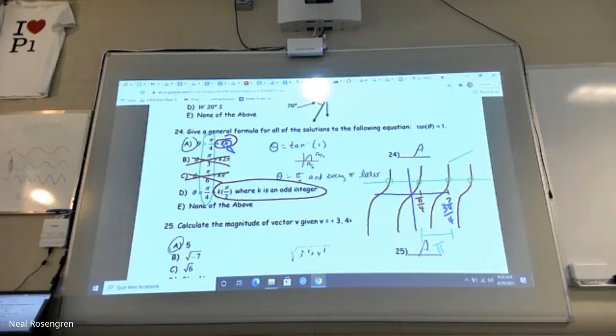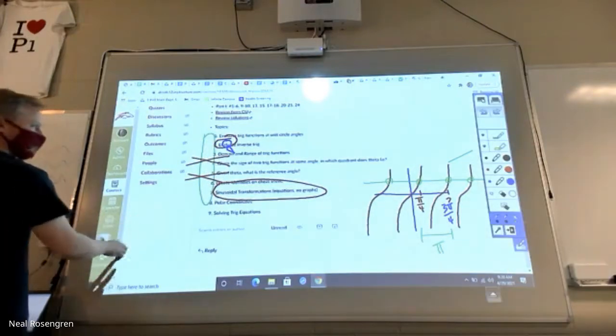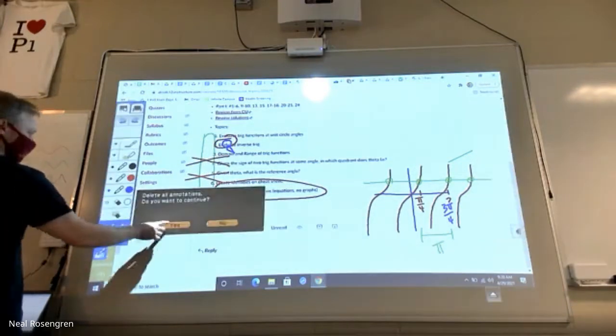Topic 4. Given the sign of two functions, in which quadrants does theta lie?